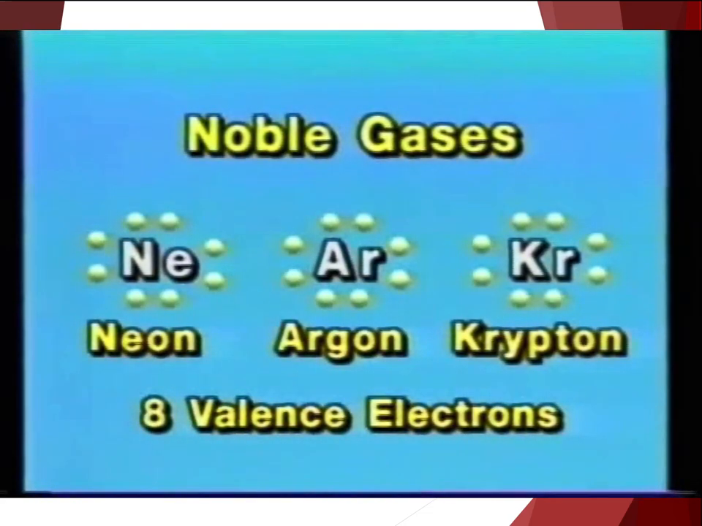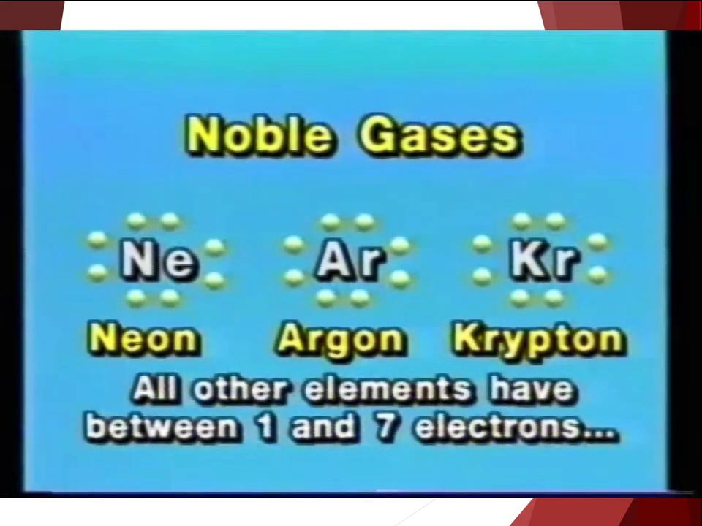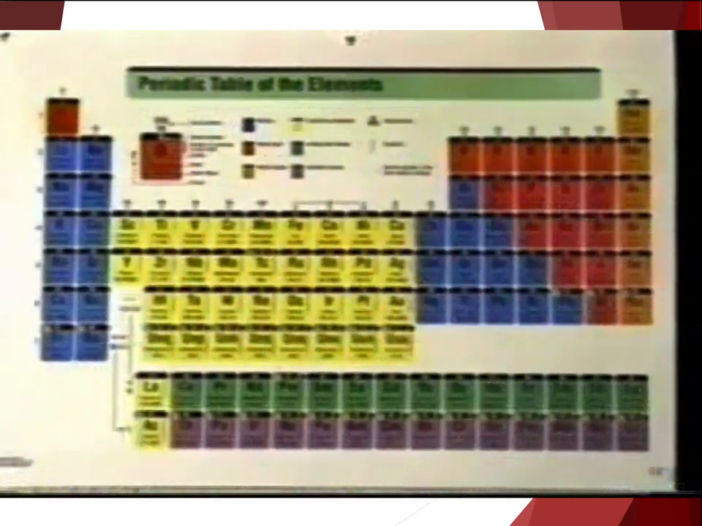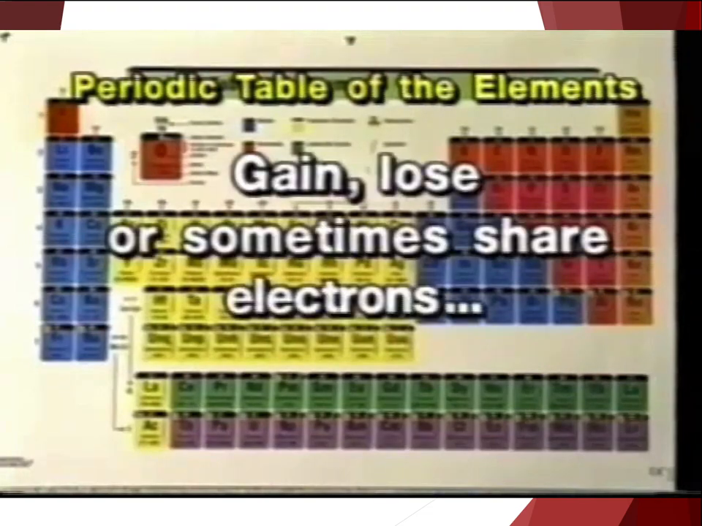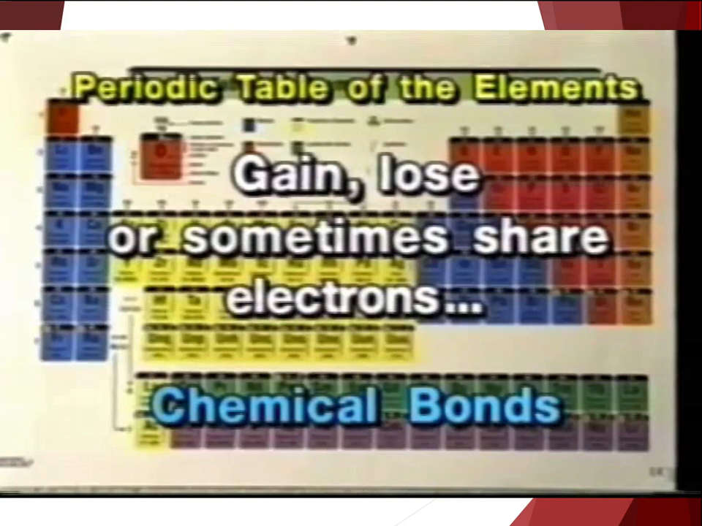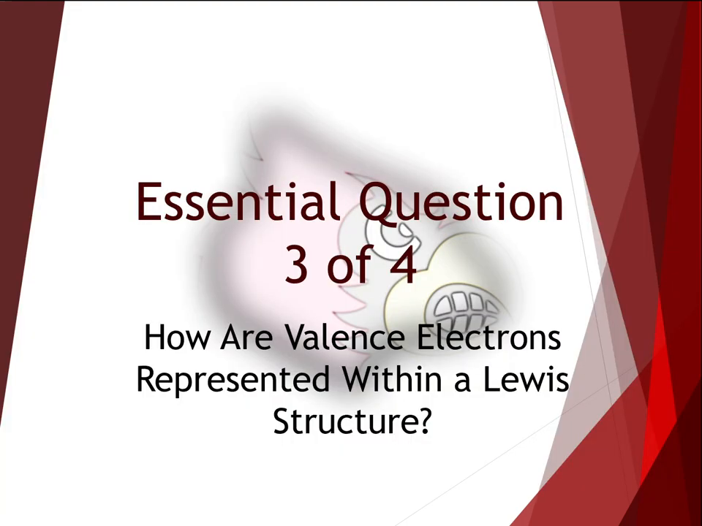While the noble gases have 8 valence electrons, all other elements in the periodic table have between 1 and 7 electrons in their outermost energy level. In order to fill their outer energy levels, these elements will gain, lose, or sometimes share electrons, and by doing so, form chemical bonds. At this point, you should be able to generate a full and appropriate response to today's essential question. How are valence electrons represented within a Lewis structure?